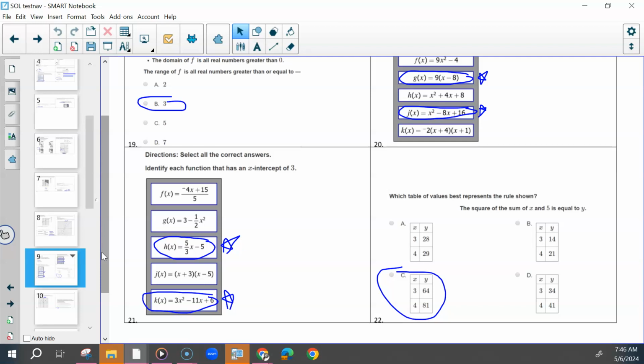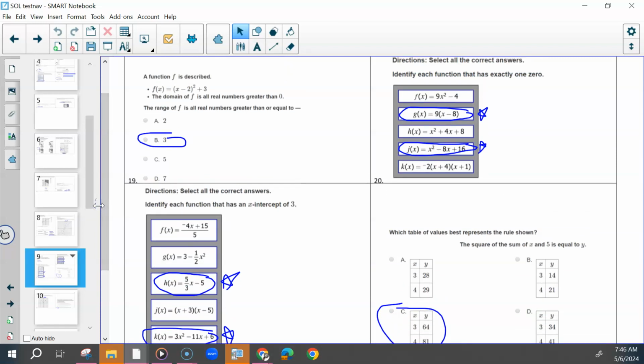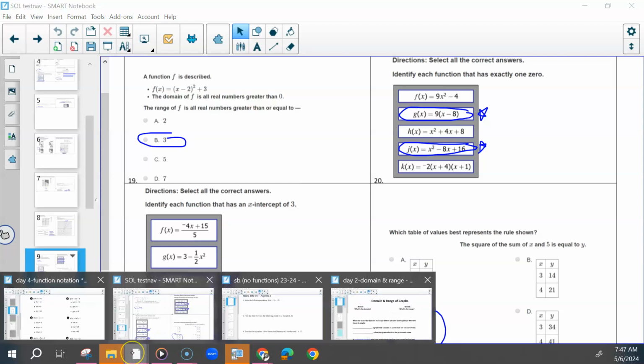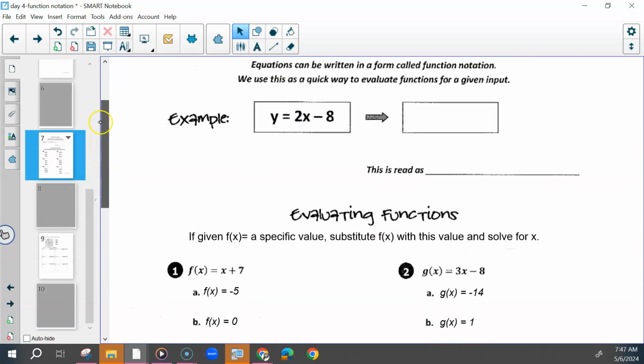Next week's on Monday, 22 through 28 is due. 22 up here, but were there any we wanted to see by hand or in Desmos? Make sure you're working on those. Go into your function notation. We were on the second page that looks like this.